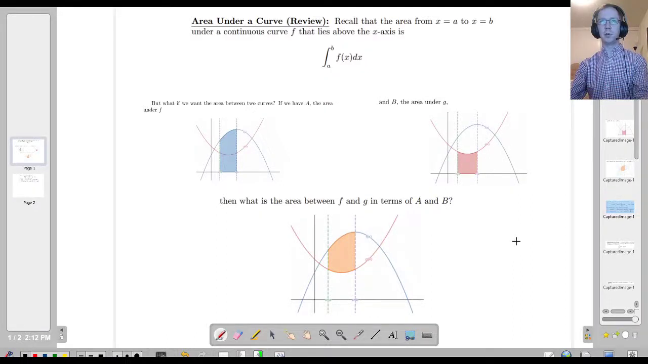In this video, we're going to come up with a formula for how to find the area between two curves, like this region in orange. To do that, I want to remind you of something you learned back in Calculus 1.